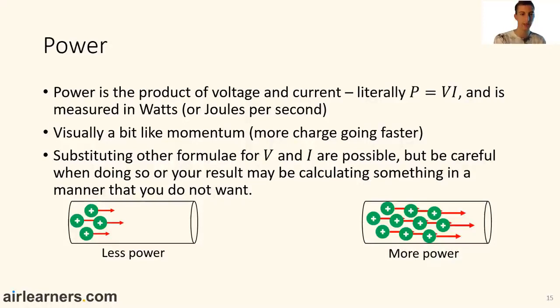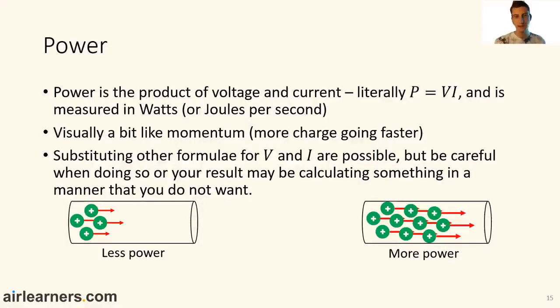When we think of power, we often think of it as a bit like momentum. So instead of mass times velocity, it's more charge, being the current. More charge would be the voltage, and the fact that it's going faster means that the current's higher. So that's how we think of it, and those two diagrams there kind of illustrate that.